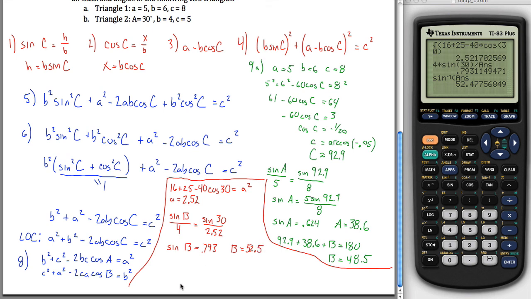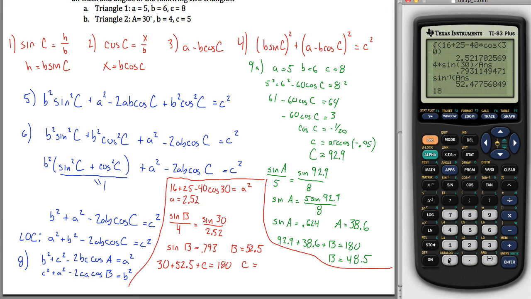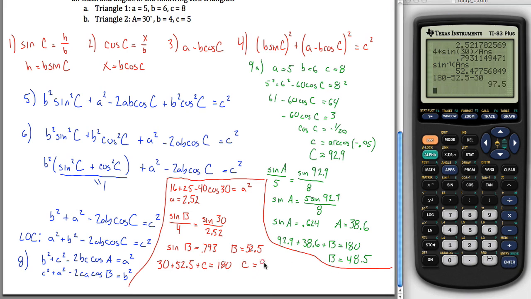And so finally, to figure out the last thing we don't know, what do we know? We know angle A and angle B. To figure out angle C, we know that angle A, which is 30 degrees, plus angle B, which is this 52.5 thing, plus angle C has to be equal to 180. So angle C is equal to 180 minus that answer we just came up with, minus 30 degrees. And what we get is C is 97.5.